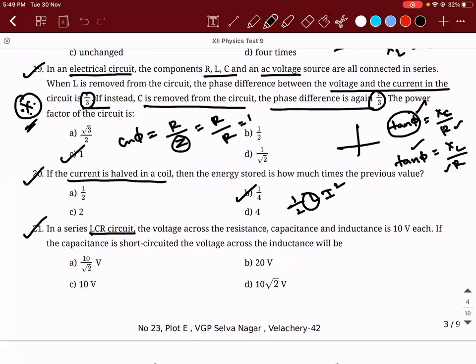In a series LCR circuit, the voltage across the resistance, capacitance, and inductance is 10 volt each. The capacitance is short circuited. The voltage across the inductance will be? How to solve?